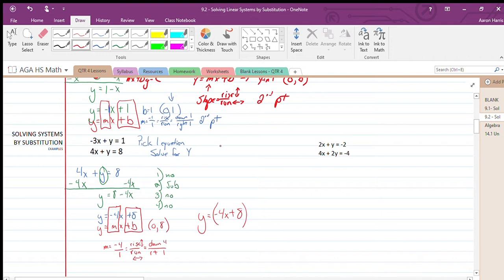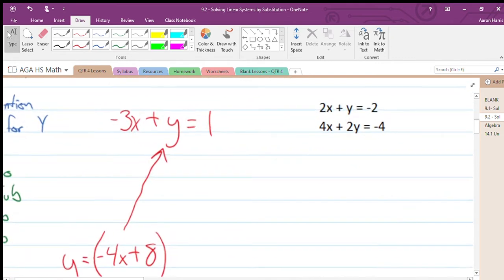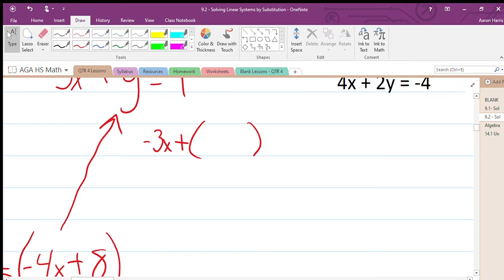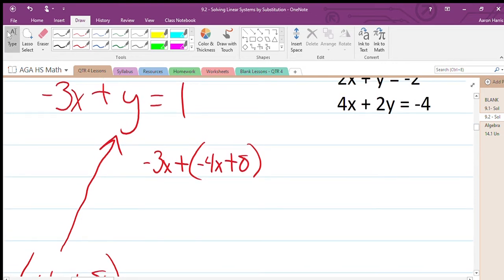So the first equation says negative 3x plus y is equal to 1. So what are we going to do? We're going to take this and substitute it in for that y. And look what we get. Negative 3x. When you substitute in, what should you use? Parentheses. I get negative 3x plus (negative 4x plus 8) is equal to 1.